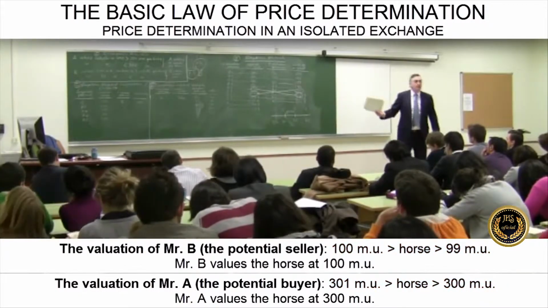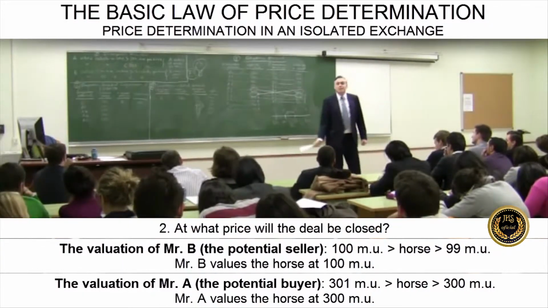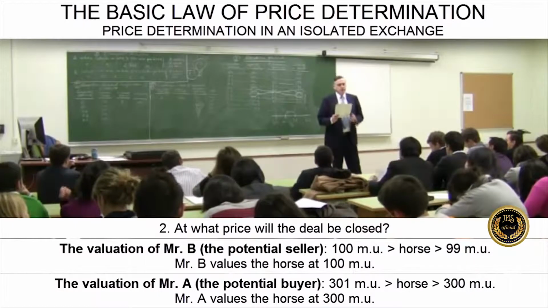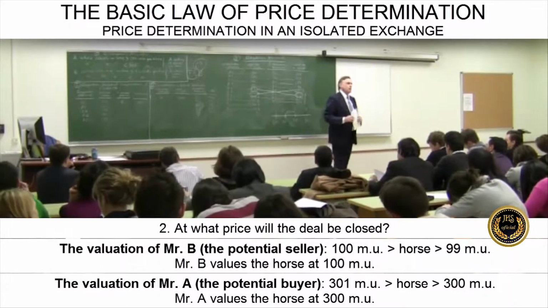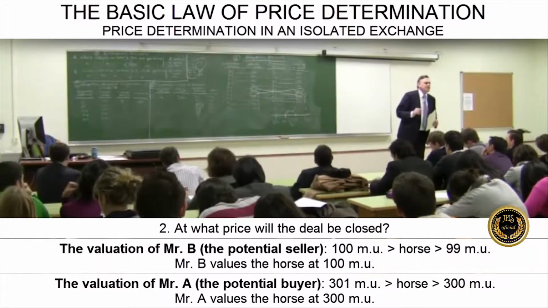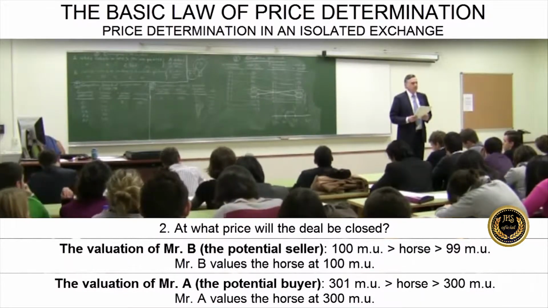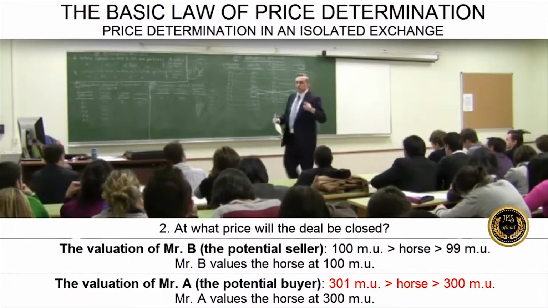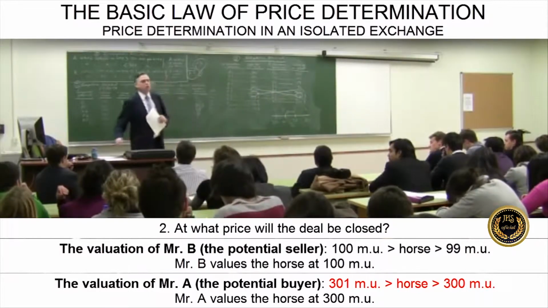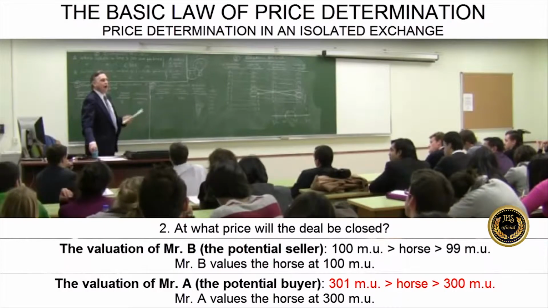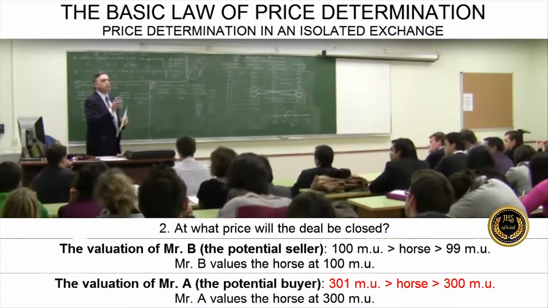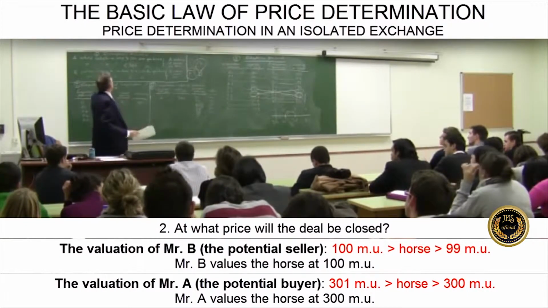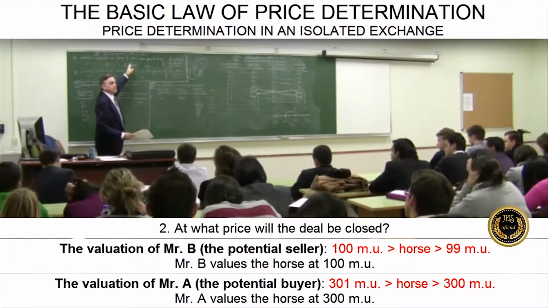Now, what is the second question we could ask ourselves? At what price will the deal be closed? Maybe to answer this question, we could split it into two different questions. I ask you, could this deal be closed at a price higher than 300 monetary units per horse? Obviously not, because the potential buyer is willing to pay up to 300 monetary units, but no more. Next question. Could the deal be closed at a price lower than 100 monetary units? The answer is no again, this time because of the seller, who is willing to sell a horse for 100 monetary units or more, but for no less.